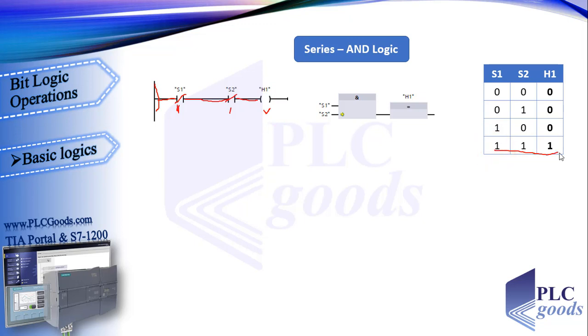This table shows all possible states. The output will be on only when all contacts are true. And this is an instruction in function block language. Let me write this program in TIA software.